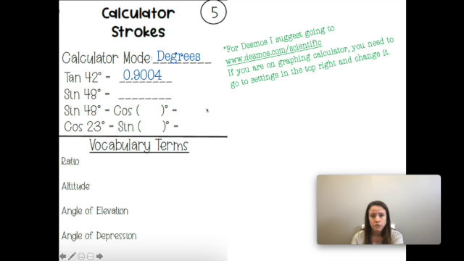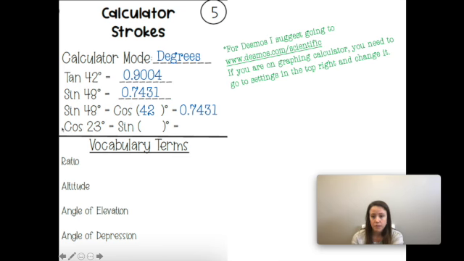Tangent of 42 is a decimal. Sine of 48 is a decimal. Now notice here, sine of 48 is equal to cosine of what? Well, think about that last slide. Sine and cosine of A and B are equal as long as A plus B equals 90. So 48 plus what equals 90? That's 42. Okay, so that's 0.7431.